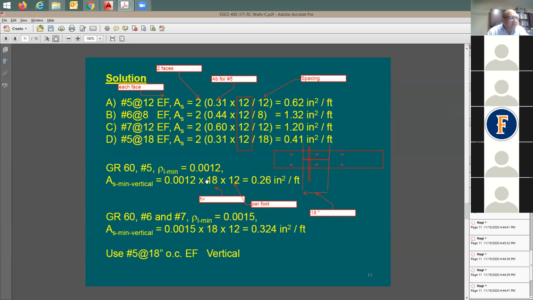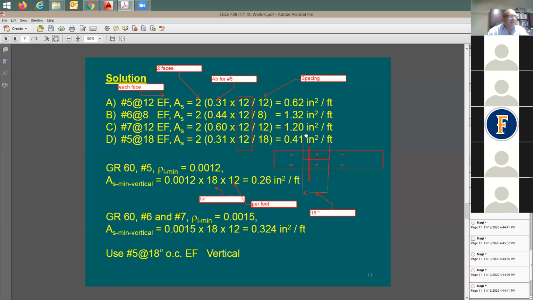So I'm taking here 12 inch of the wall length. So what I did, I've taken the wall thickness by 12 inches, multiplied by 0.0012, so that I know how much steel is needed in square inch per foot. I run the analysis, it gives me here 0.26. So the minimum is 0.26.